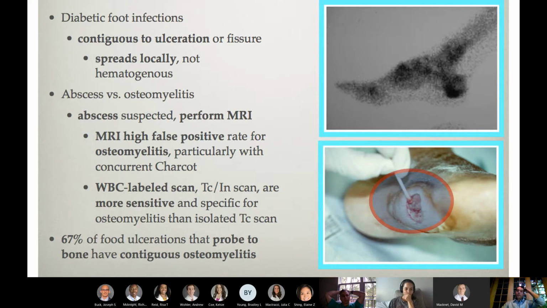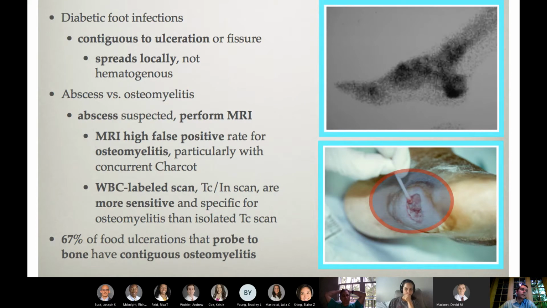MRIs have a high false positive rate for osteo because of coincidence with Charcot. So technically a tagged white cell scan is more sensitive and specific for osteo. Really, it's a clinically determined thing. If they probe to bone and have edema on the bone in the MRI, it's probably osteo.